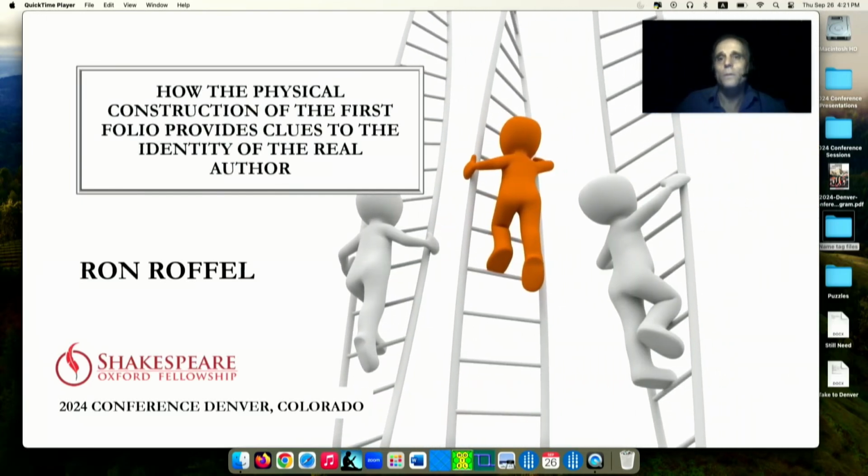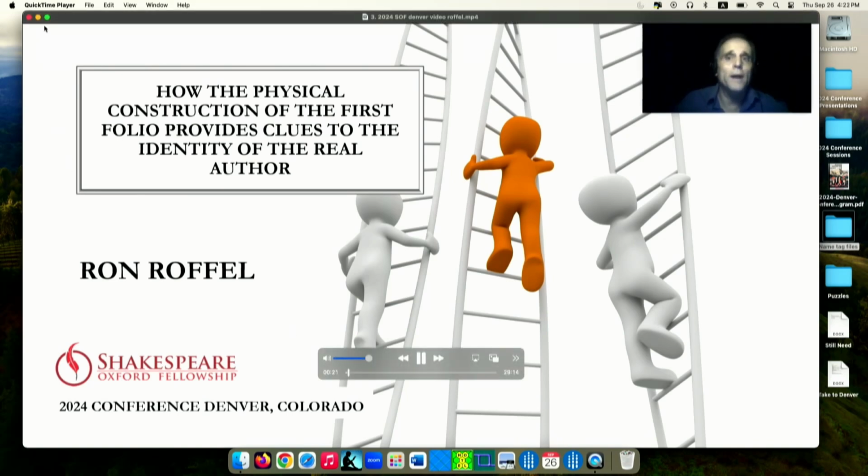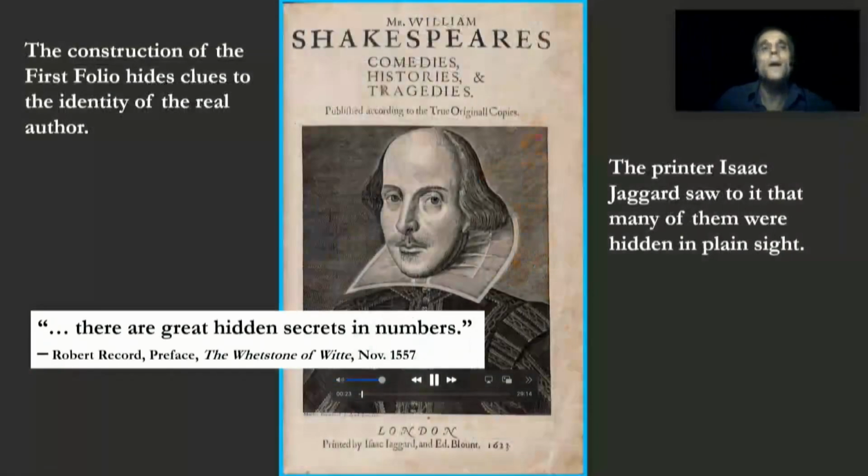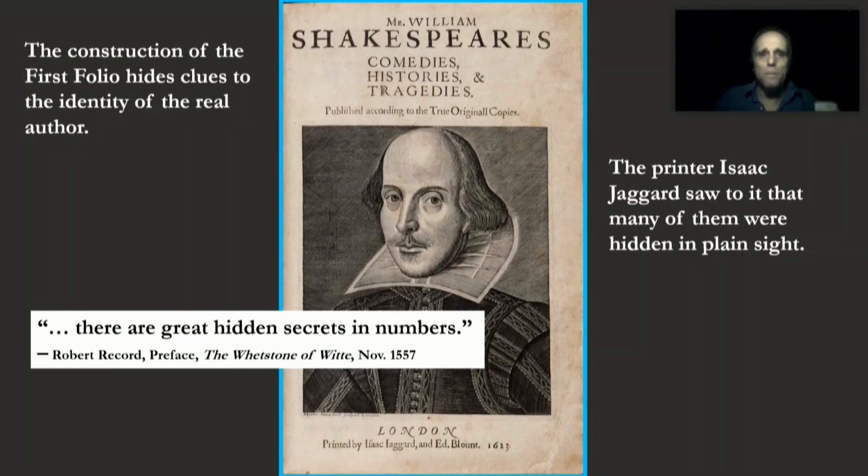I will show how the physical construction of the first folio provides clues to the identity of the real author. In doing so, I will discuss several typesetting anomalies in the first folio that help resolve the authorship issue. The construction of the first folio hides clues to the identity of the real author. The printer Isaac Jaggard saw to it that many of them were hidden in plain sight.